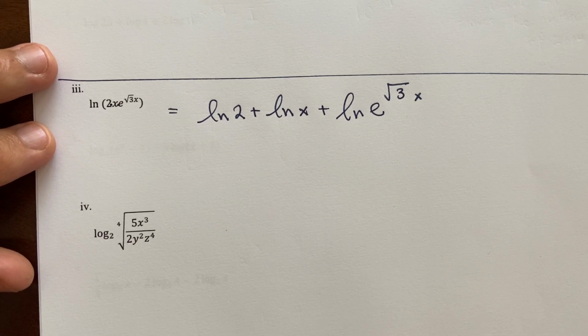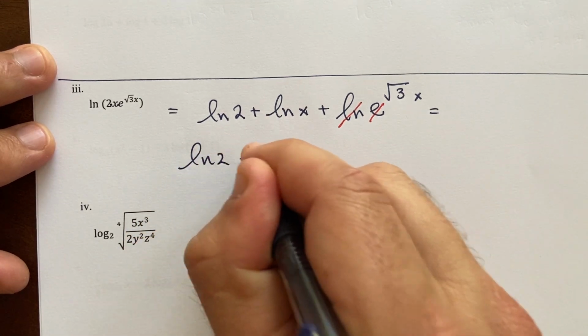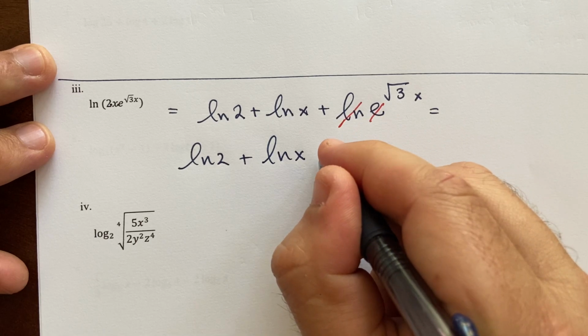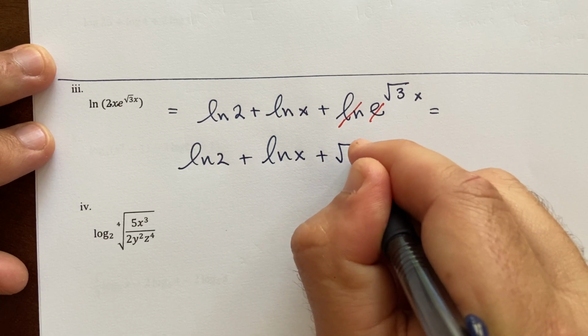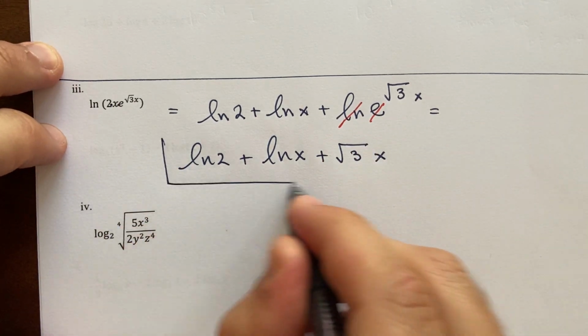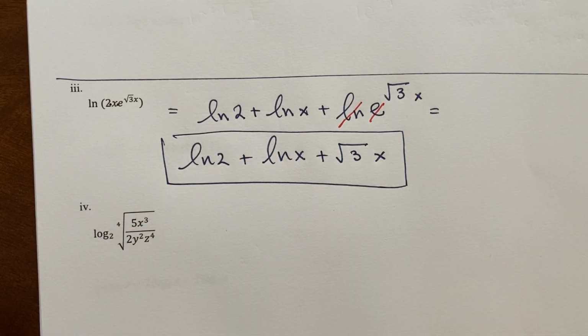Over here, we get a simplification actually. So I'd have ln of 2 plus ln of x plus root 3 times x. And that would be the fully expanded form of that.